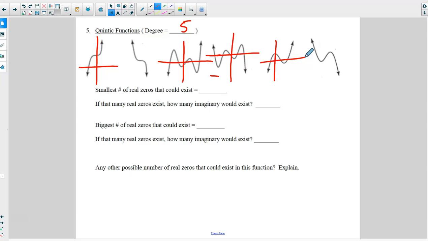What you got, Jack? I like it. Perfect. 1, 4. That's nice. So odd functions need to cross once. Always. Odd functions always cross once. What's the biggest number of real zeros that we could expect? Anyone? 5. Could be 5. If we have 5, how many imaginaries would exist? 0. Yeah. What other options do we have?